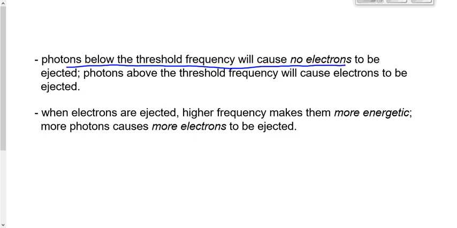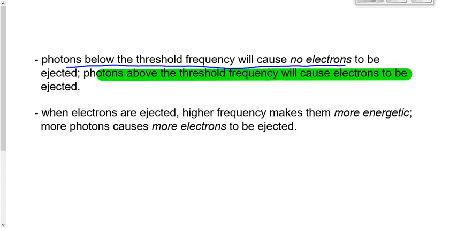Electrons will be ejected. If this is the case, then it will be a 1-to-1 ratio. In other words, if you're below the threshold frequency, there is no ratio because nothing happens. The electrons aren't ejected. But if you're above the threshold frequency, it's a 1-to-1 ratio for electrons to photons. So one photon above the threshold frequency will cause one electron to be ejected. 27 photons above the threshold frequency will cause 27 electrons to be ejected.